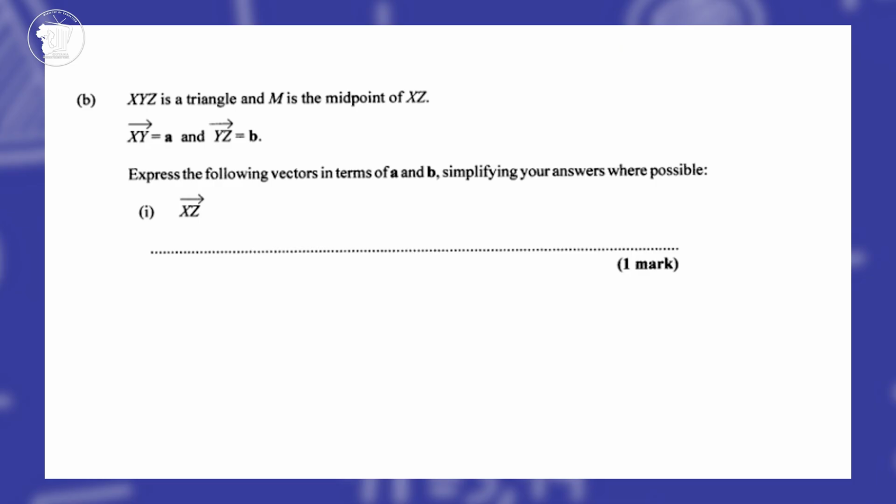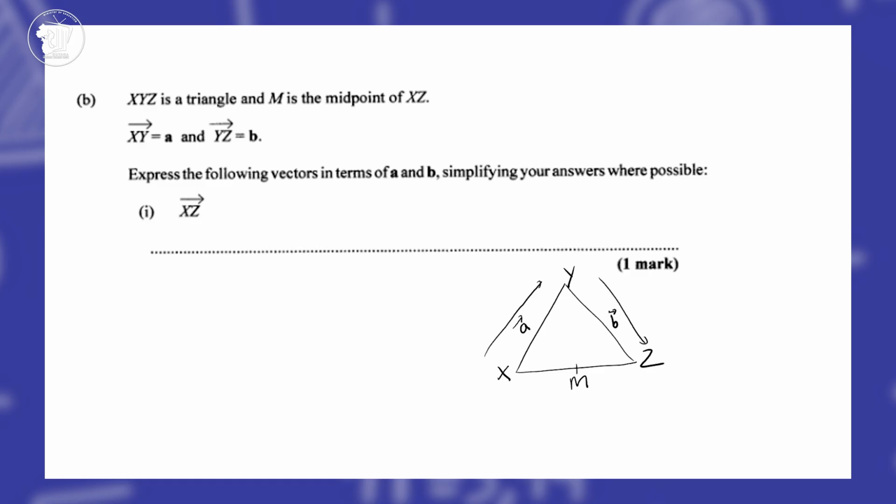So first of all, let's draw this triangle. Let's do a sketch of this triangle. So we have the triangle here, and we're saying we have X, Y, and Z. And M is the midpoint between X and Z. So we can say here is M. And they said that XY is equal to A, so we note here is equal to A. And they say YZ is equal to B. So we're going that way and we're going that way.